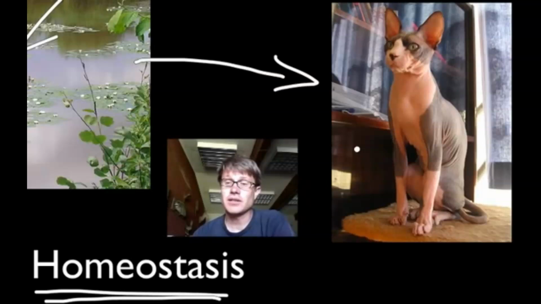And so this is a hairless cat. The hairless cat is going to maintain its body temperature, and it does that through feedback loops. It's going to maintain its blood glucose level. It does that through feedback loops. It's going to maintain the osmolarity of its blood. It does that through feedback loops.